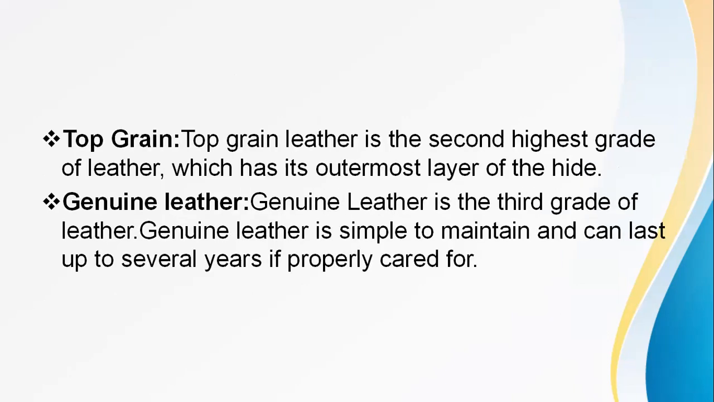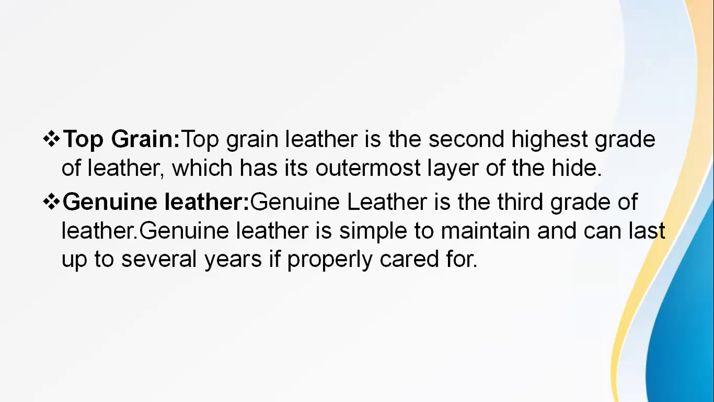Moving to the next slide. Top grain leather is the second highest grade of leather, which has the outermost layer of the hide. So it should be expensive. It should be most durable because it is made from the hide.